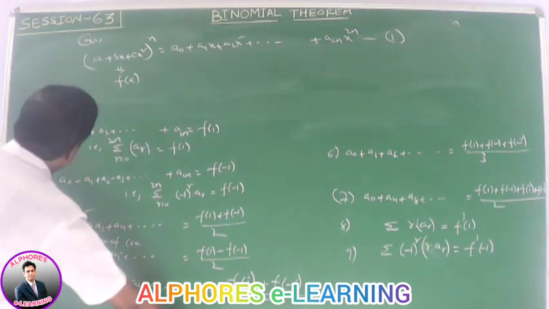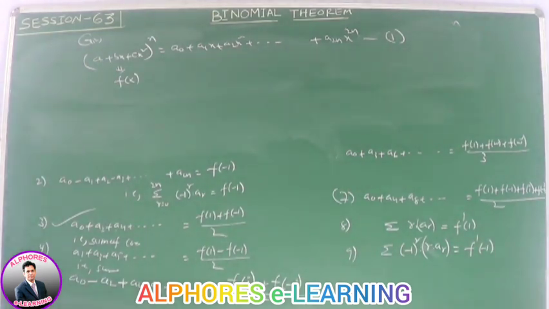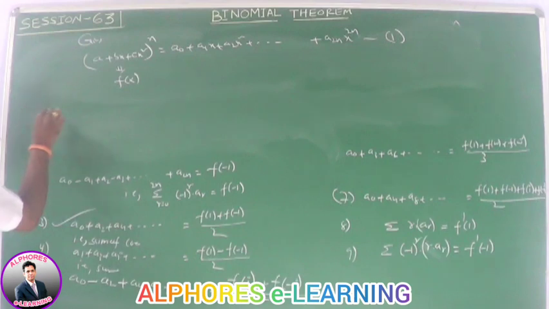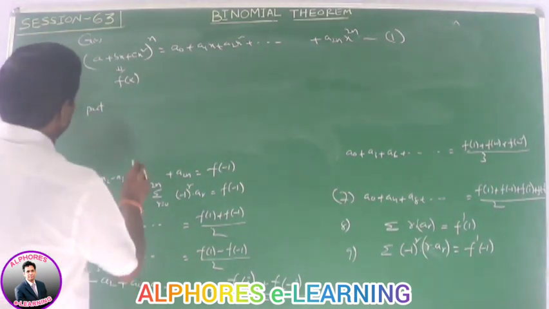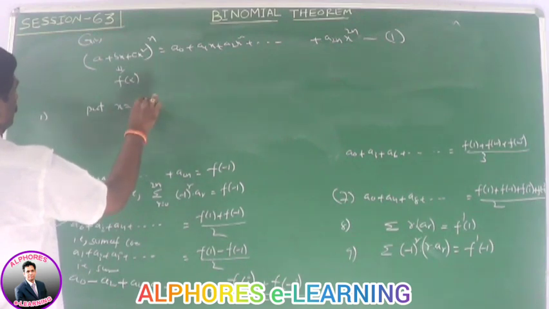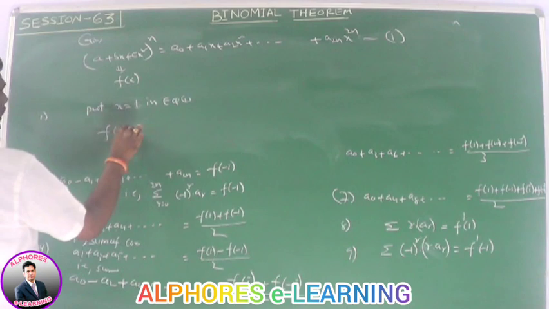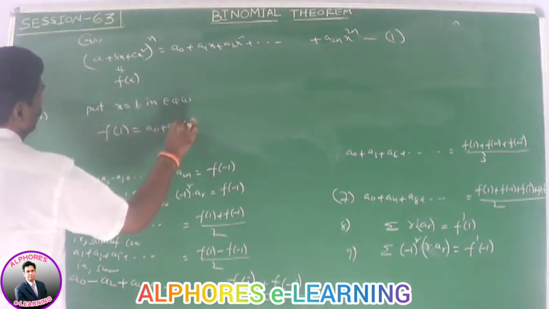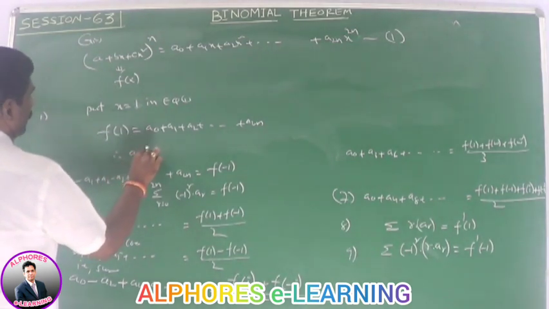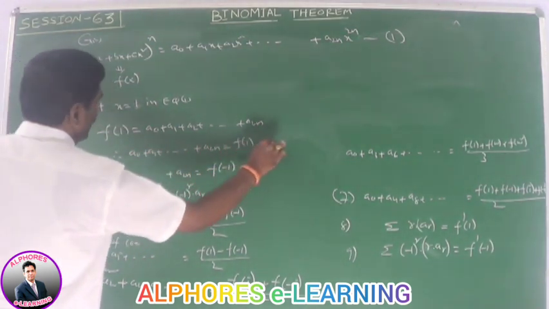Given (a plus bx plus cx square) whole power n is equal to a naught plus a1x plus so on. First one, put x is equal to 1 in equation 1. Then we get f of 1 is equal to a naught plus a1 plus a2 plus so on a suffix 2n. Therefore, a naught plus a1 plus so on a suffix 2n is equal to f of 1. It is equation number 2.